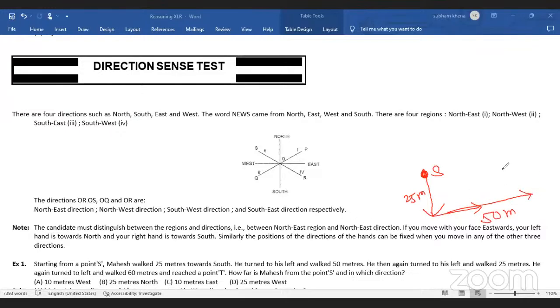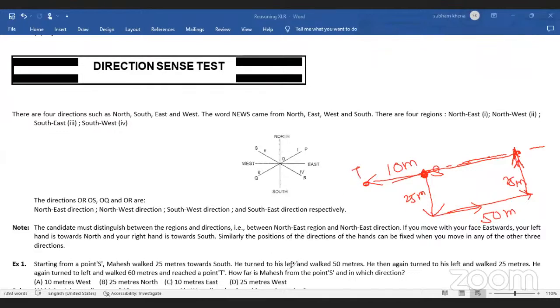He then turned to his left again. Again left and walked 25 meters. Dekho. Again left matlab north. So south may be 25 meters, north may be 25 meters. So south and north are now gone. They are in the same position. Matlab if he started here, he is at the same line here till now. Then he again turned to left. Okay, now he's facing north and left will be west and walk 60 meters. Acha, imagine, see, this is 50 meters. He walks 60 meters, matlab 10 meters more here. To reach a point T, this is T.